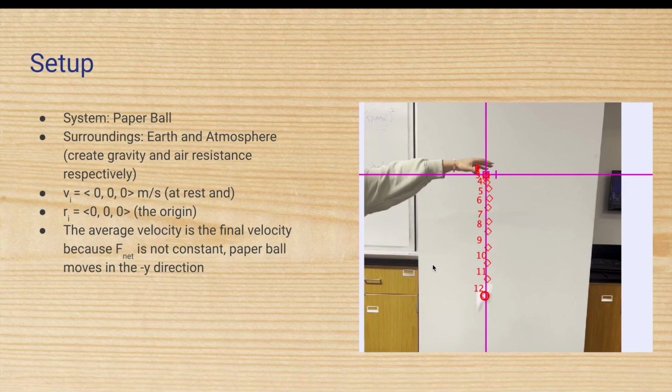The setup of my experiment was a paper ball, and the surroundings being Earth and the atmosphere, which generate gravity and air resistance respectively. The initial velocity of the paper ball, which was at rest, was obviously 0, 0, 0, and the initial position was the origin of my graph, which is also 0, 0, 0. The average velocity is the final velocity because the net force is not constant, and the paper ball clearly moves in the negative y direction.